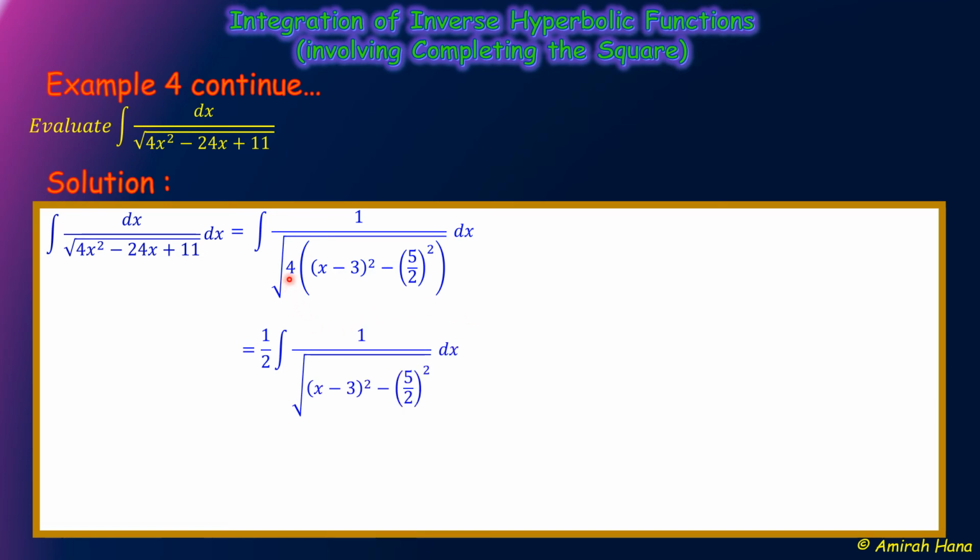After that, we can move out the constant 4, which is inside the square root symbol and in the denominator. When we move out constant 4 from the integration sign, we need to move out the square root of 4 also. The square root of 4 is 2, and the 1 over 2 here comes from the fraction, because we have 4 in the denominator. So when we move it out, we get 1 over 2 outside the integration sign. Inside the square root symbol in the denominator, we still have bracket x minus 3 squared minus bracket 5 over 2 squared.